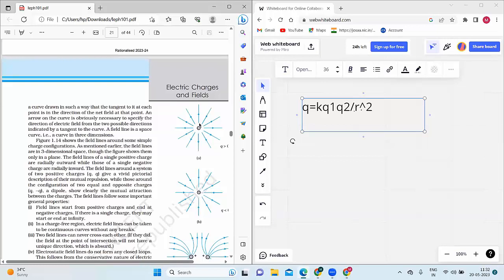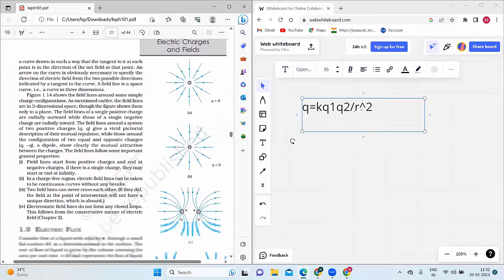From a positive charge, electric field lines will be radially outward, and for a negative charge, electric field lines will be radially inward.